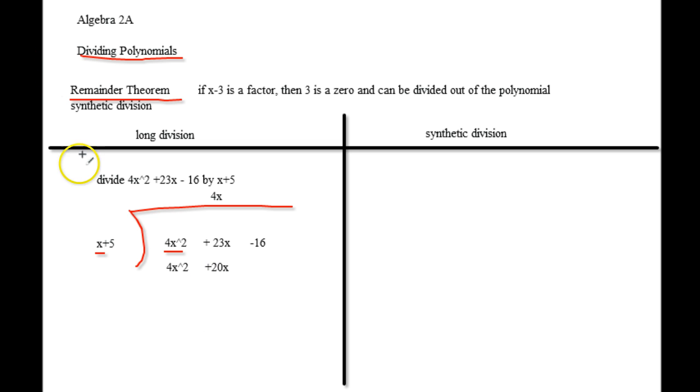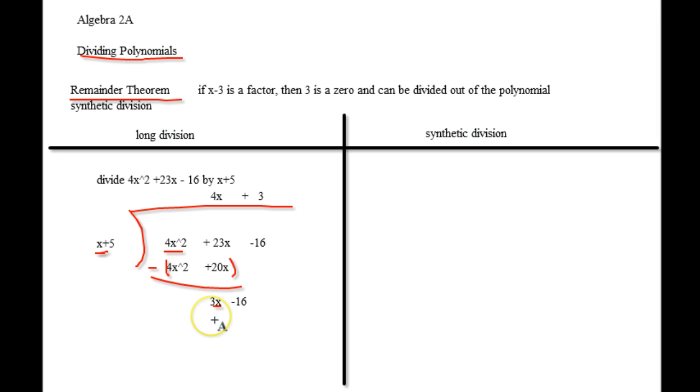Now here's the tricky thing. I'm going to subtract it, so I subtract these two from there. When I subtract, I get 0x squared and 3x, and it's going to be 3x minus 16, because I bring down the 16. Then I ask myself, how many times does x go into 3x? It goes in 3 times, so I put a plus 3.